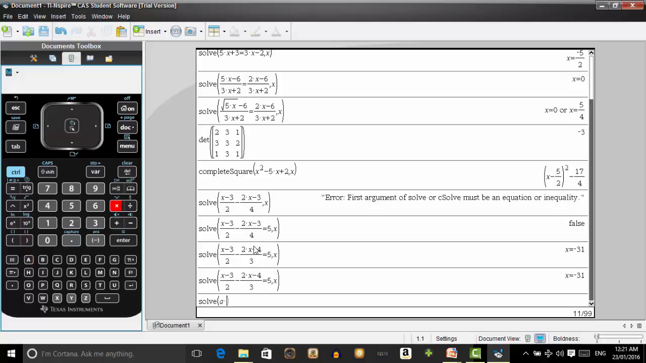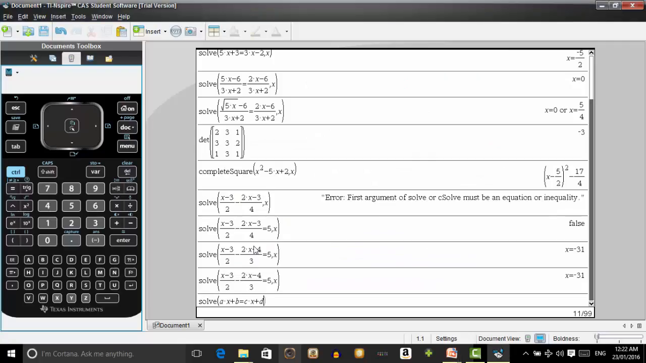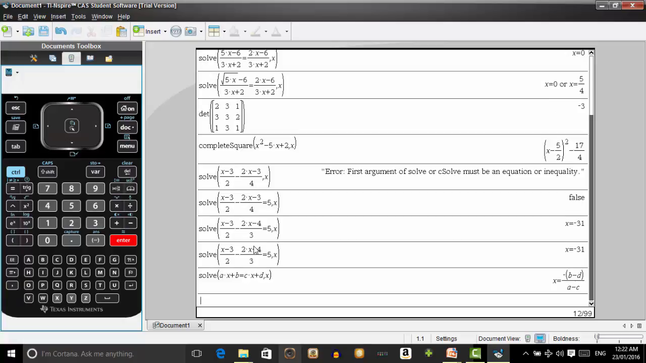and you have to put the times, ax plus b equals c times x plus d. Ax plus b equals cx plus d. Let's verify that this is indeed our equation. Ax plus b equals cx plus d. Now we need to tell it what variable we're solving for. We have to say comma x, otherwise it will complain. So we hit enter, and indeed it gives it to you.